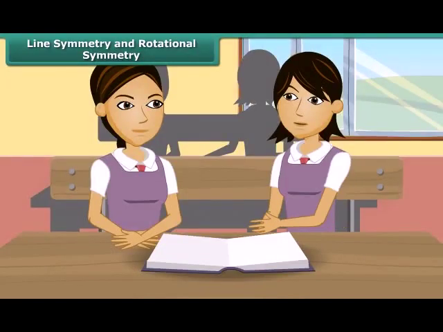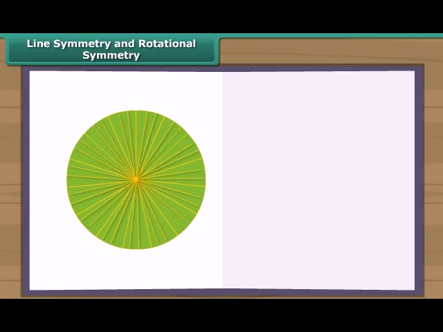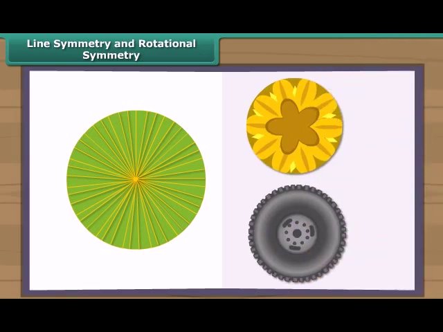Do you know which the most perfect symmetrical figure is? Is it the circle? Yes, the circle is the most perfect symmetrical figure. It can be rotated around its center through any angle, and at the same time, it has an unlimited number of lines of symmetry. Observe these circle patterns. Every line through the center forms a line of symmetry and has rotational symmetry around the center for every angle.